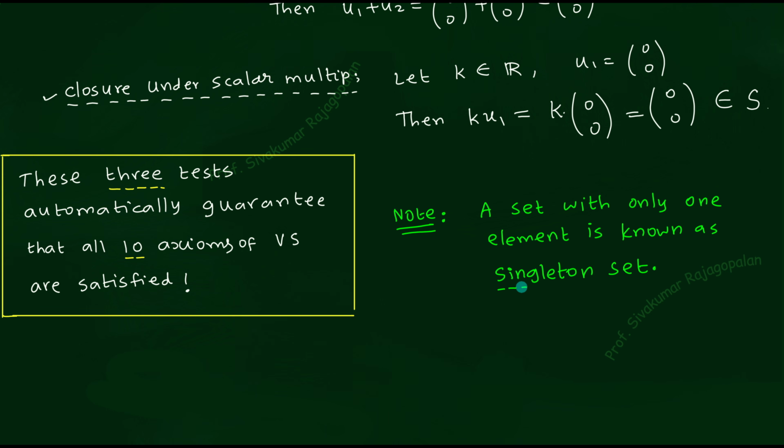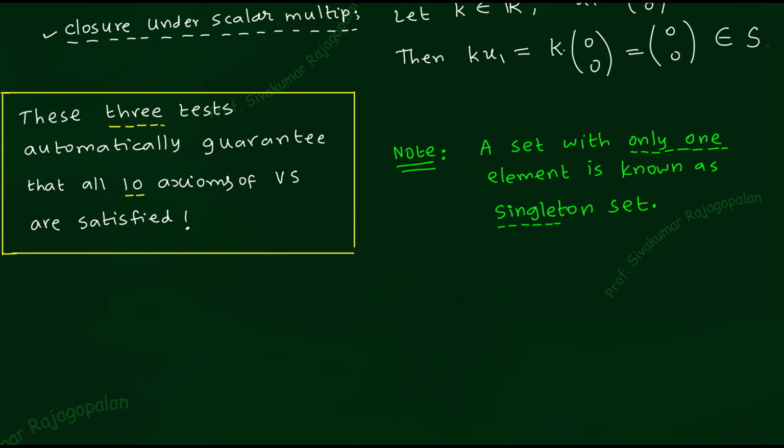So you can see single there, right? Single means what? Only one, right? So I am just making the connection. If there is only one element, that is known as a singleton set. So in order to introduce this particular terminology, I have chosen this problem.